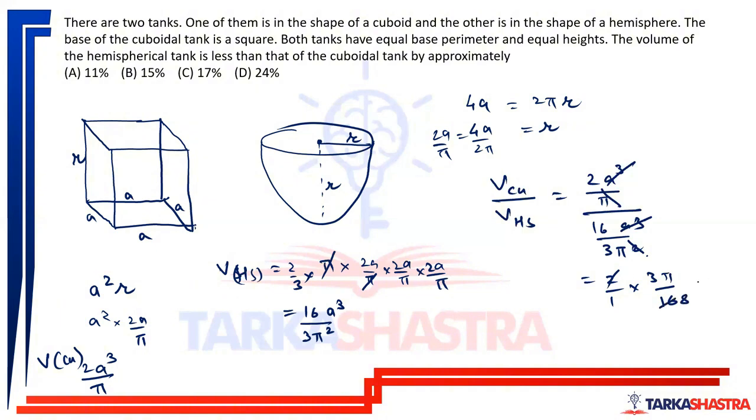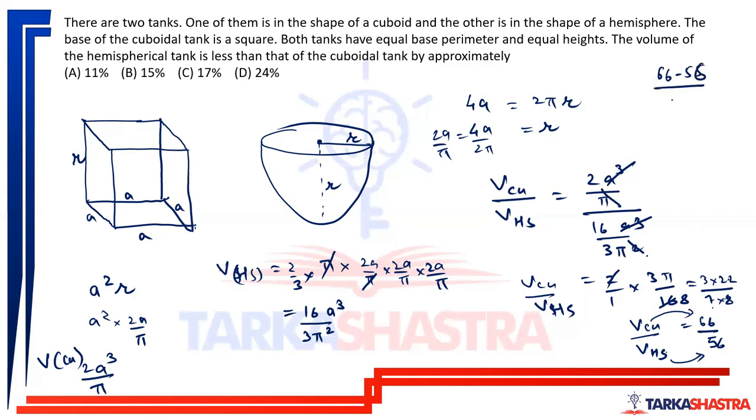Okay, so this is the volume of the cuboid and the volume of the hemisphere. So this is 3 into 22 upon 7 into 8, and pi is 22 by 7. So 66 by 56. Okay, so the volume of the cuboid and volume of the hemisphere are in this ratio. If the volume of the cuboid is 66 and that of the hemisphere is 56, by how much percentage is it less? It is 66 minus 56 upon 66 into 100 percentage, which is 10 by 66 into 100 percentage. If you calculate it, it comes out to be approximately 15%.